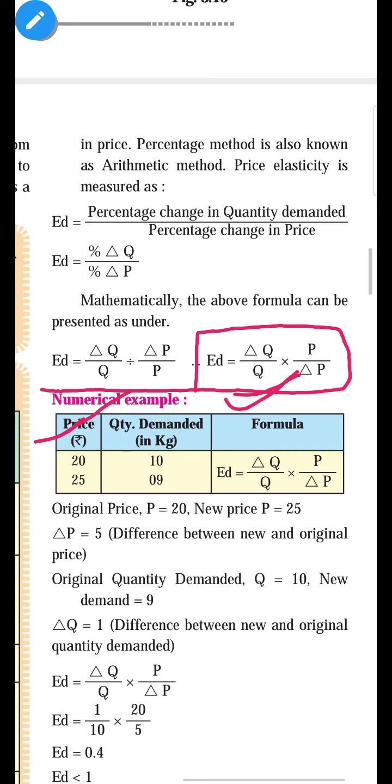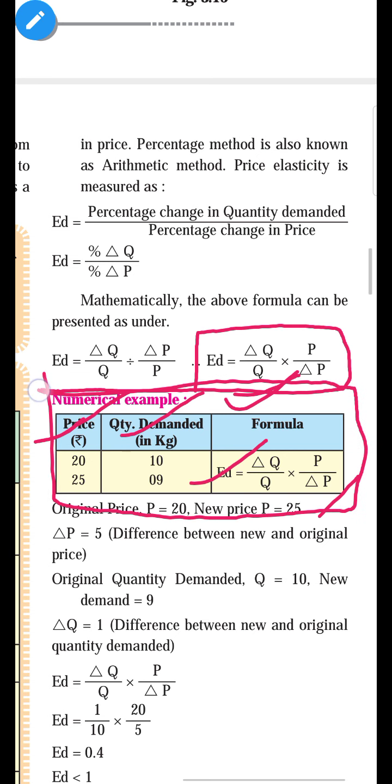So in the first column, price is given as 20 and 25, and quantity demanded is given in kg, 10 kg and 9 kg. And the formula is already given in your textbook. So how to find out the price elasticity of demand? By applying the ratio method. That much information will be given in your exam paper. So you have to find out the elasticity of demand by using the ratio method.